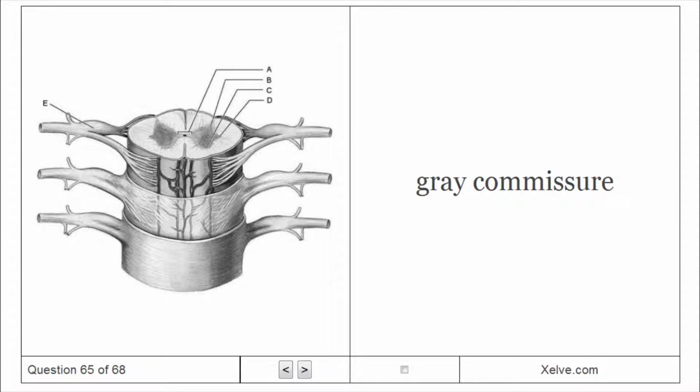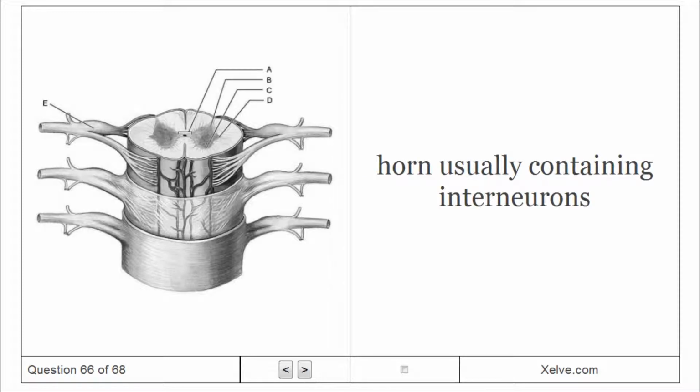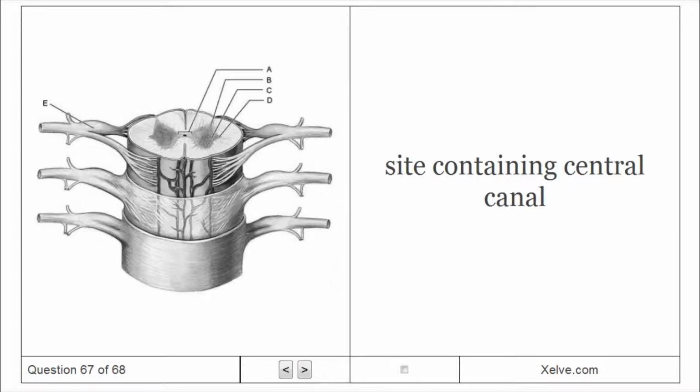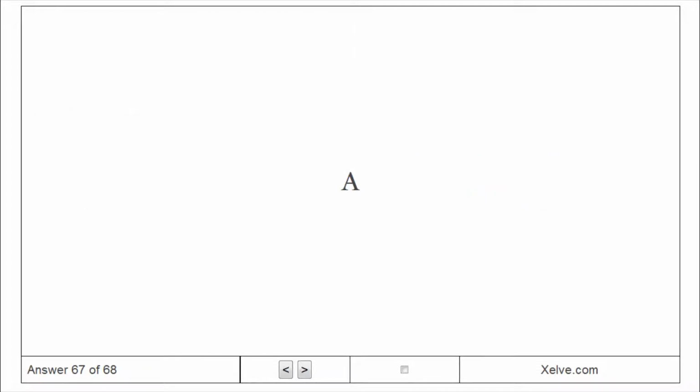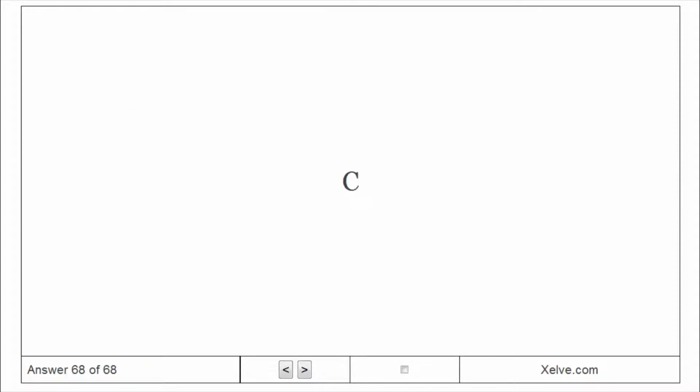Gray commissure. A. Horn usually containing interneurons. B. Site containing central canal. A. Multipolar neurons are common here. C.